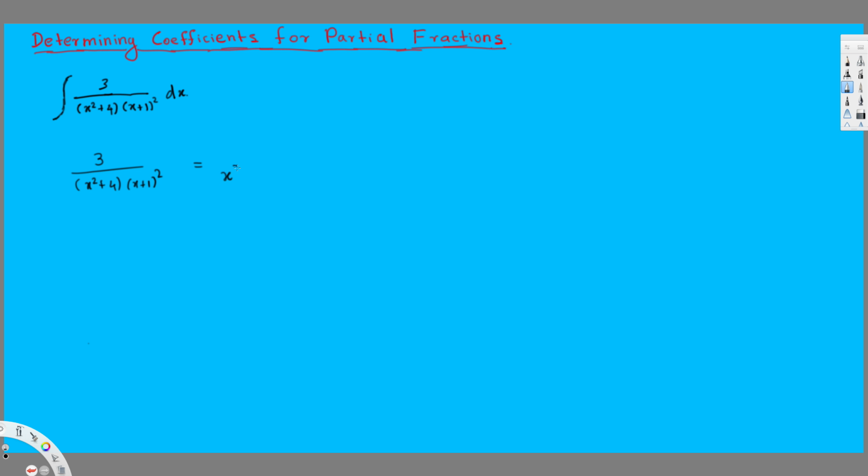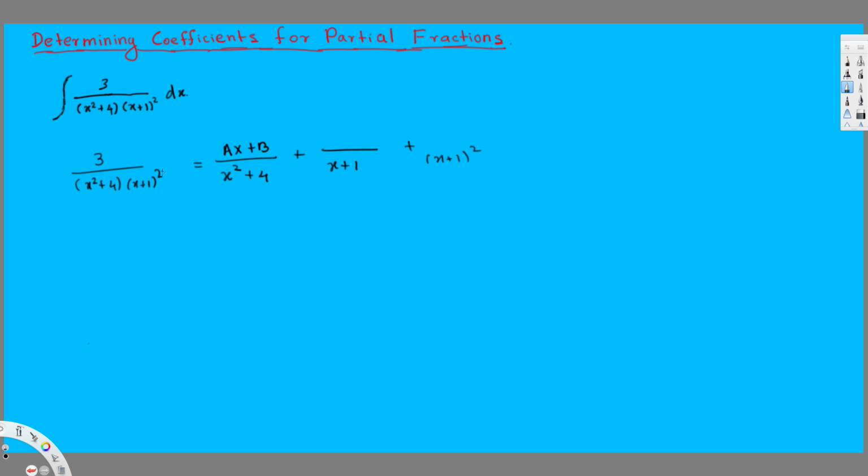So first of all, we have x squared plus 4. For this one, the top part is going to be one power less. If this is just x plus 1, we just put a. But here we have x squared, so we have to put one less power, so this is going to be ax plus b. And then this one is squared, so we are going to have two parts, x plus 1 and then (x plus 1) squared.